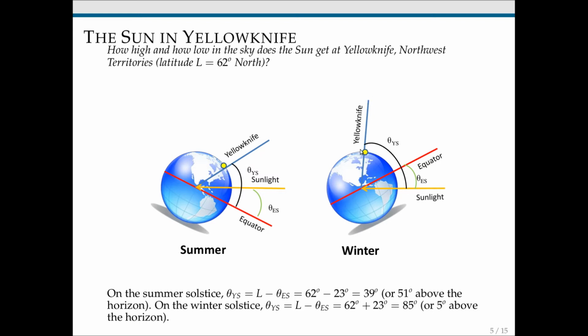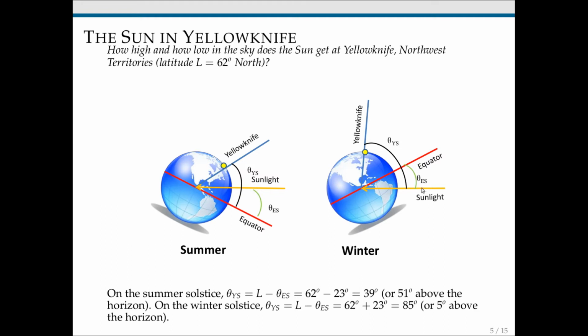On the summer solstice, the angle between the equator and the incoming sunlight is 23 degrees, this angle here. And the angle between Yellowknife's zenith and the equator is, as usual, 62 degrees. So the angle between Yellowknife's zenith and the sun is 39 degrees. That's this angle here. Or, the sun gets 51 degrees above the horizon.